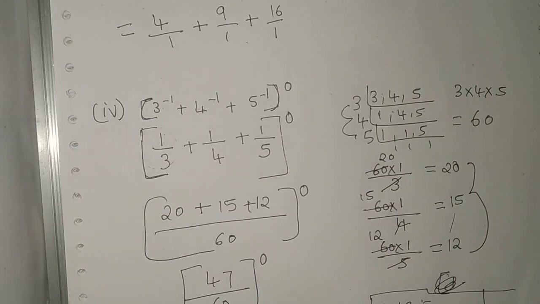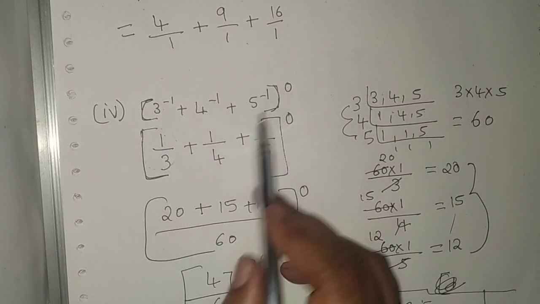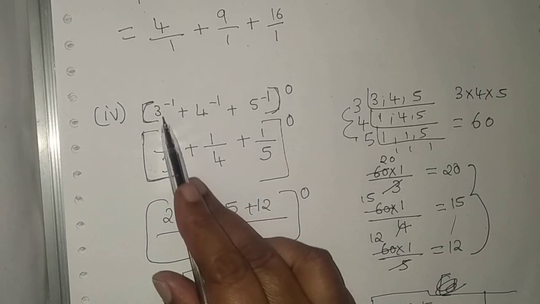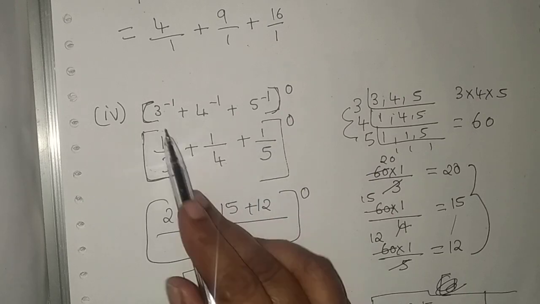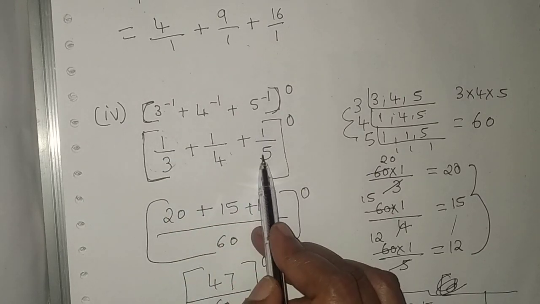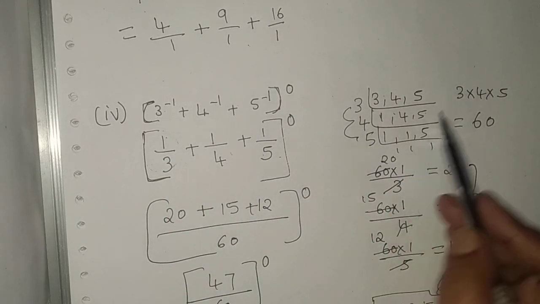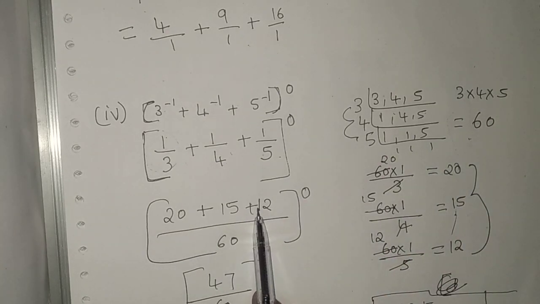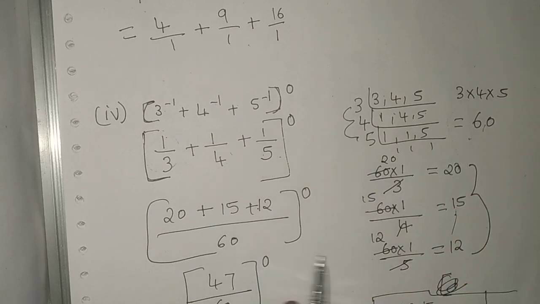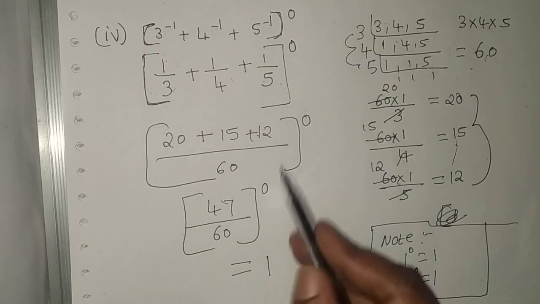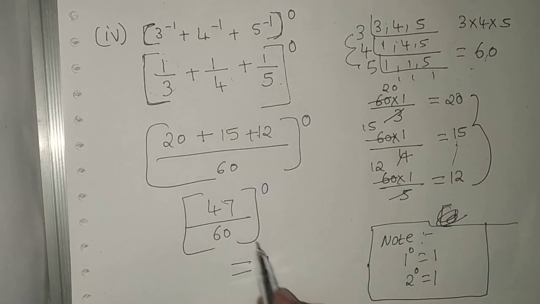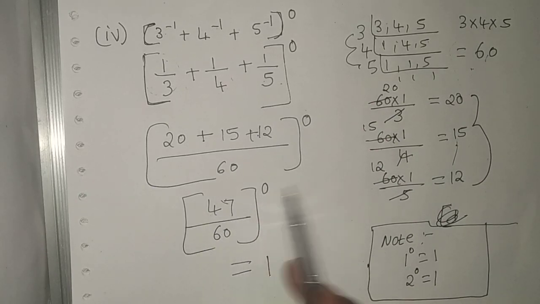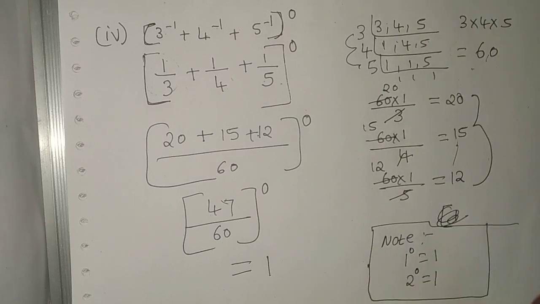Write down this problem carefully, and then make this minus 2 go to the denominator, then the minus sign becomes positive. So 1 by 3, 1 by 4, 1 by 5. Take the denominators, calculate each step, write it down here, and then we get the LCM. Add this. Since we have power 0 here, the answer will always be 1, because any number to the power of 0 gives the answer as 1.